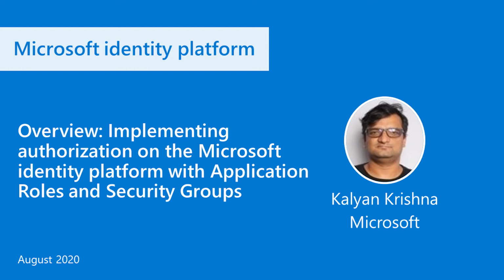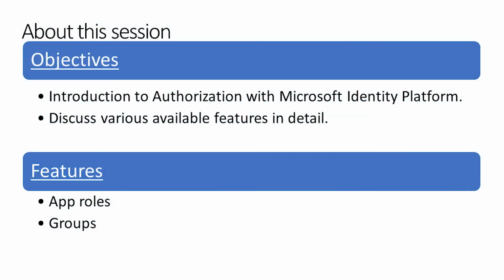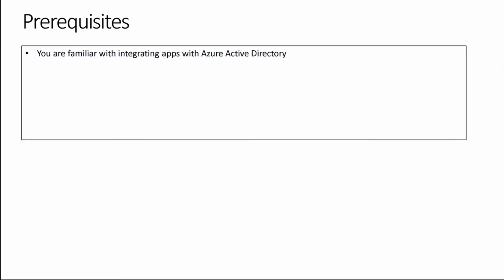So here we are in a newer session. Without further ado, I'll go ahead and get started. This is a very 30,000 feet view of what we are going to do in this session. We will basically discuss authorization briefly, and then we will go on and start discussing the various options in detail. There are a few prerequisites that I want to call out.